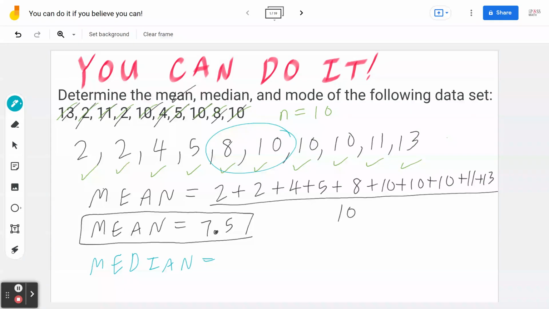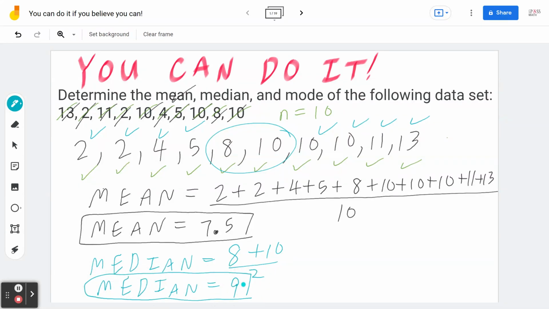How do we know that? Because there are 4 numbers, 1, 2, 3, 4 on the left, 4 numbers on the right, and this is why 8 and 10 are the middle numbers. You add them, divide by 2. This time, I'm going to promote a little bit of mental math. 8 plus 10 is 18. 18 divided by 2 is 9. There we go. There's the median.